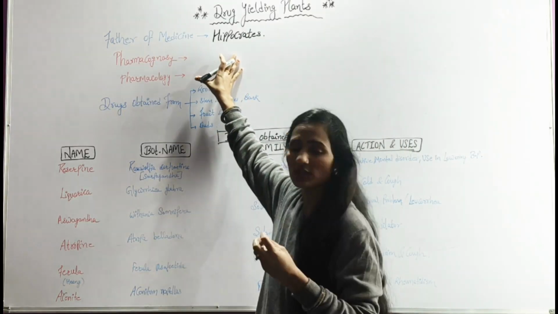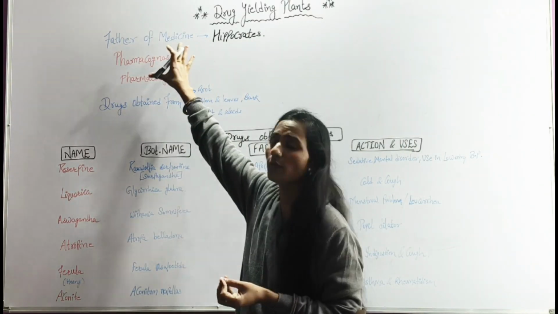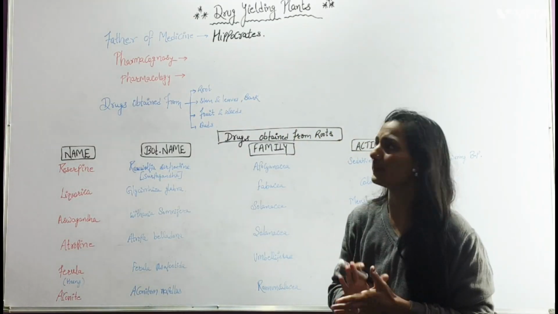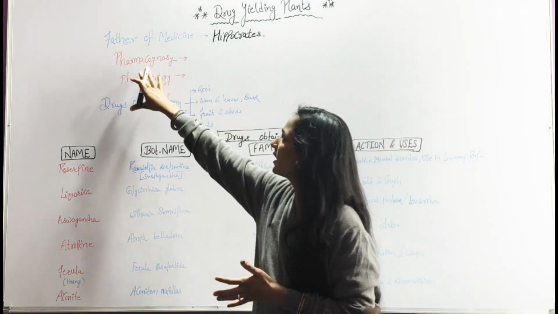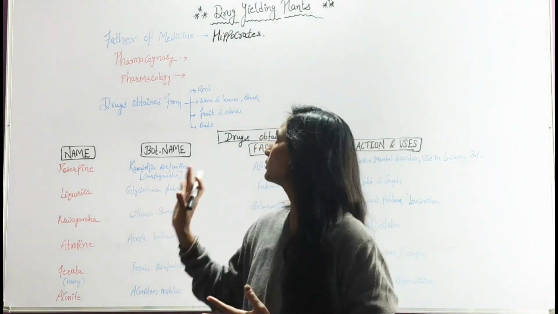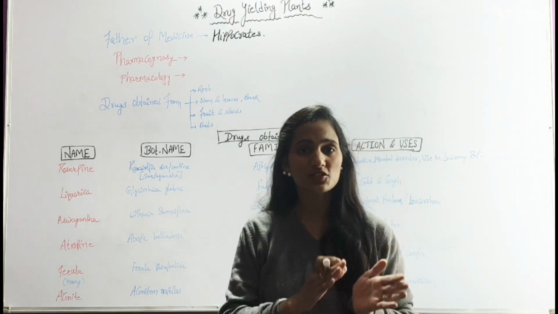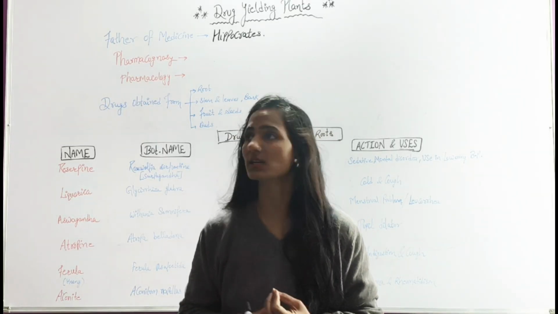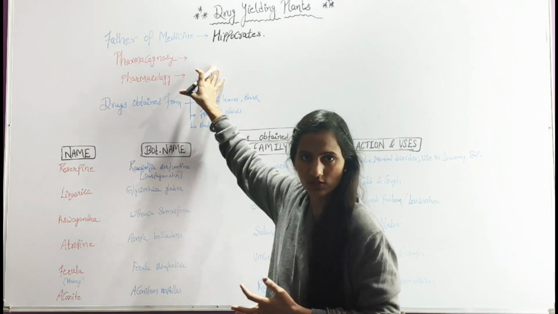So the first question which was raised mostly is: who is the father of medicine? Hippocrates is known as the father of medicine. And there is a term pharmacognosy. So what do you mean by the term pharmacognosy? You can define it like this: the history, identification, preservation and collection of drugs is known as pharmacognosy.